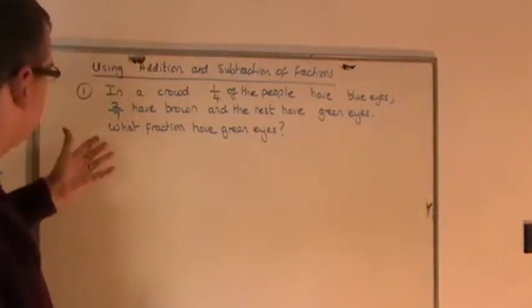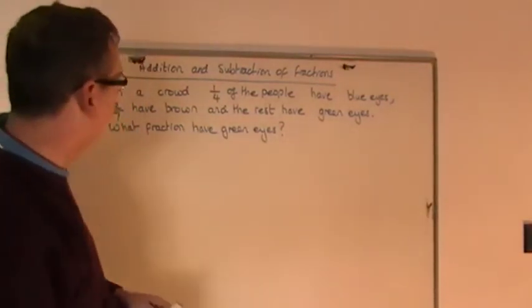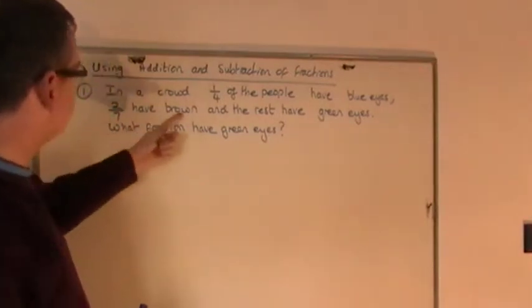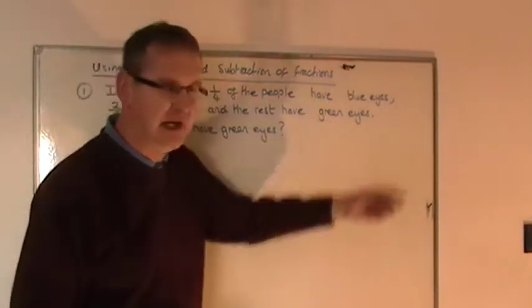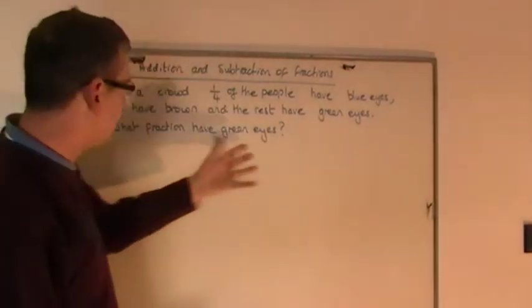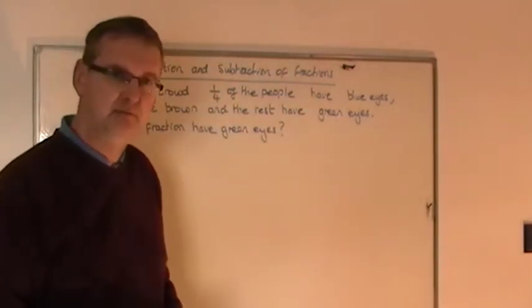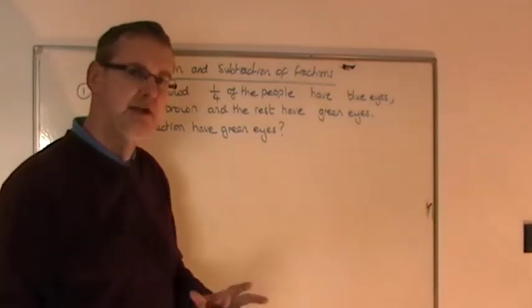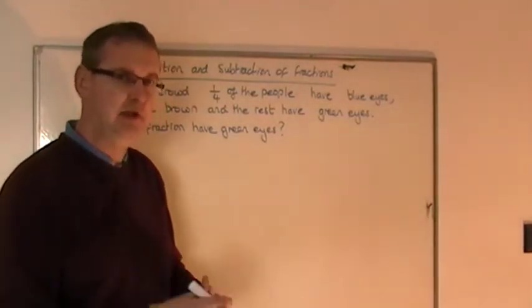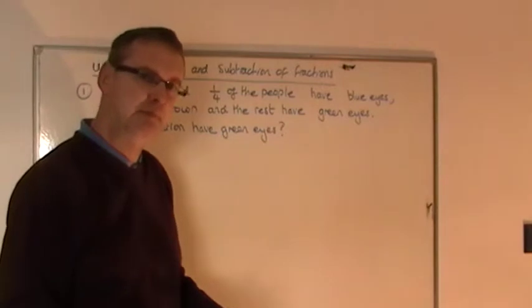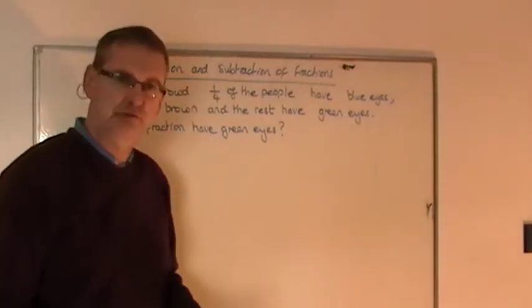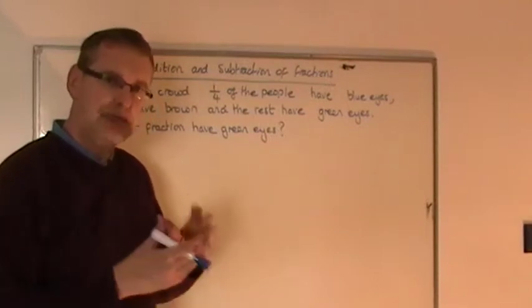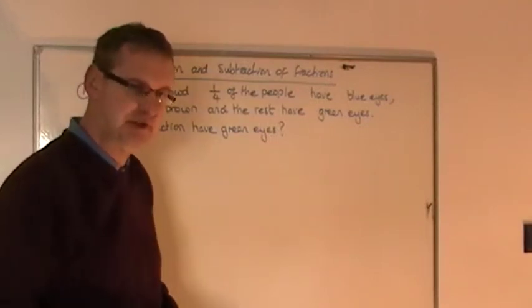It says in this question, in a crowd, a quarter of the people have blue eyes, 2/7 have brown eyes, and the rest have green eyes. What fraction have green eyes? Okay, so there is no mention about the number of people in the crowd. There's no mention of the number of people with blue eyes, and we don't want to know how many people have got green eyes. Not interested. I'm interested purely in fractions.